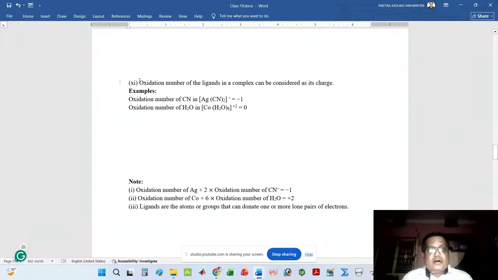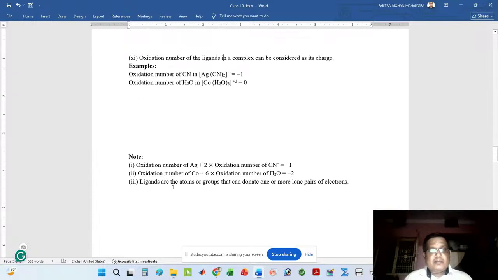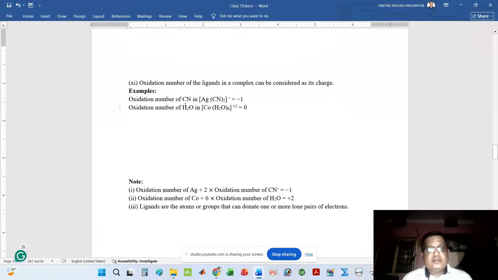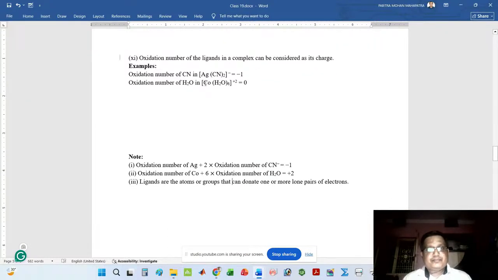Next rule: the oxidation number of a ligand in a complex can be considered as its charge. In the coordination chemistry chapter, I will clearly explain what a ligand is. For now, remember ligands are atoms or groups of atoms that can donate one or more lone pairs of electrons. Only remember this point. In this class I will just explain a few hints, and you will understand clearly in the coordination chapter.